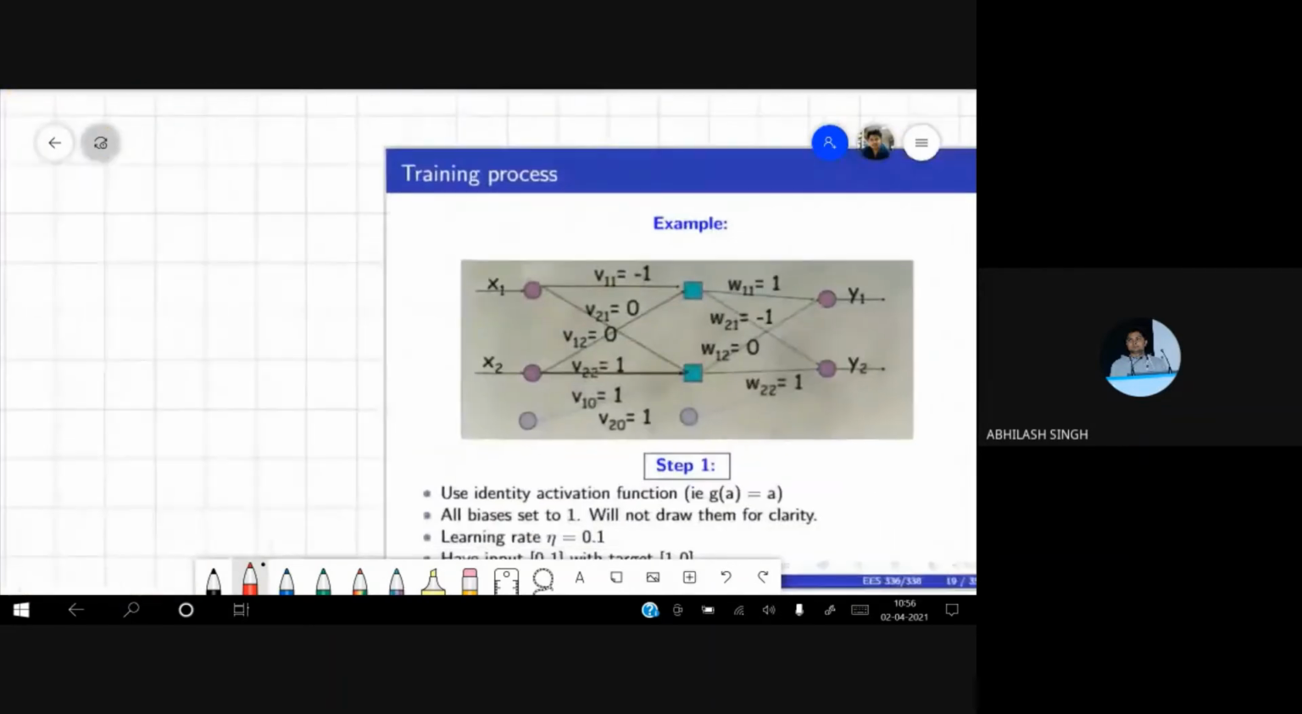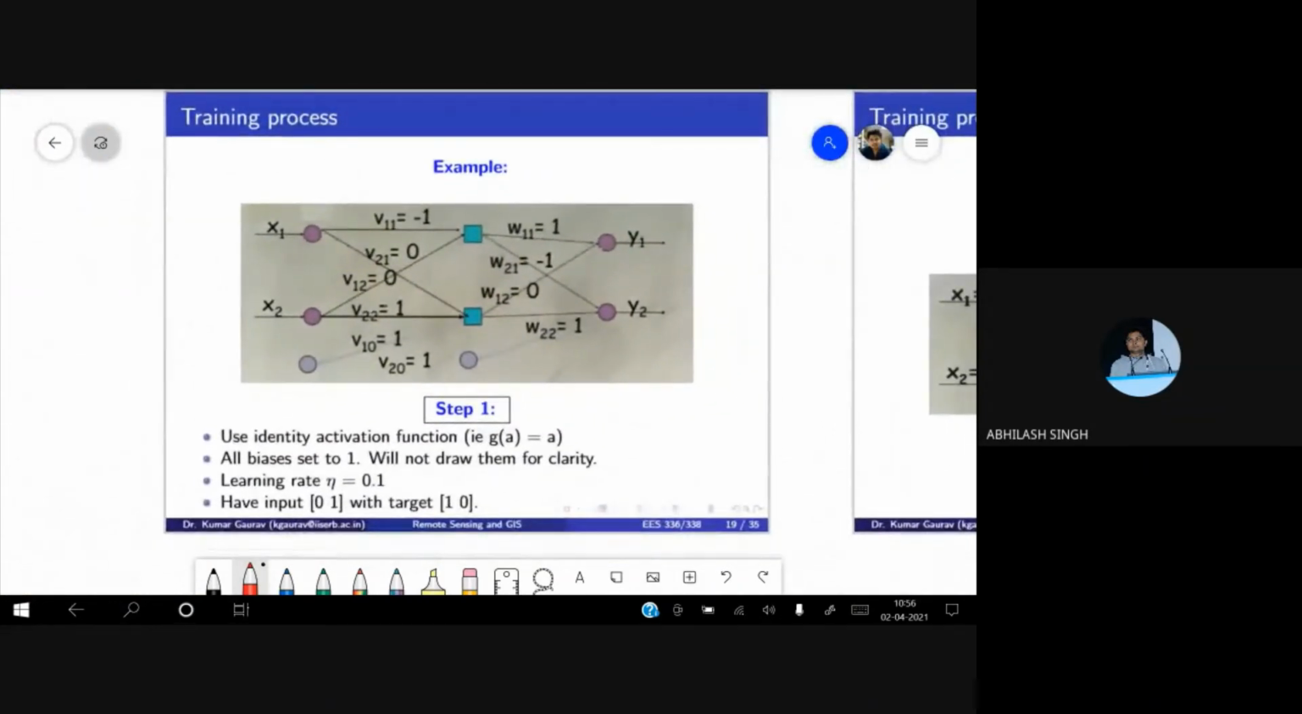So let us start training a neural network. As you can see in this diagram, we have inputs x1, x2. We have weights v11, v22, v21, v12, and this is one hidden layer. This is the input, this is the output. This is the weight with the input, and this is the weight with the output. We have represented them as w11, w21, w12, and w22. We have initialized these weight values, and all the biases are set to 1.